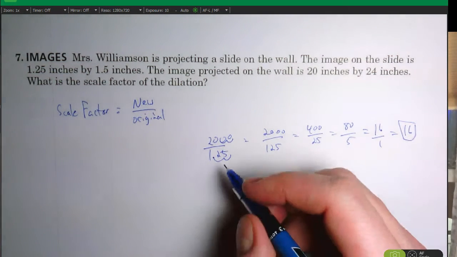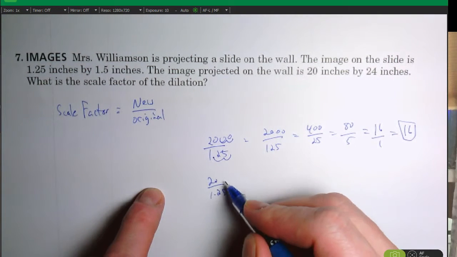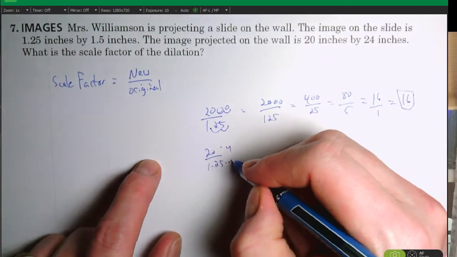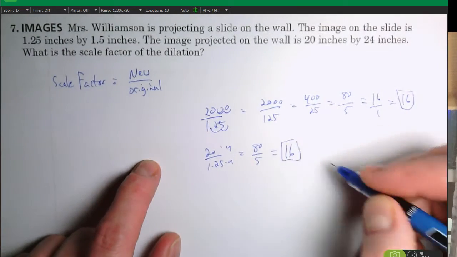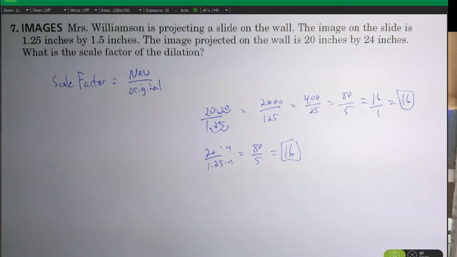Okay. Another thing you could have done is, if you're really savvy, you could have said, oh, if I multiply both of these by 4, it'll get rid of the decimal here as well. So times 4, times 4, we get 80 over 5, which again becomes 16. Okay. Same thing if you did 24 over 1.5, you do a similar process. Okay. So that's number 7 from the homework.